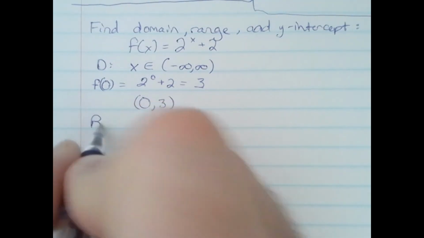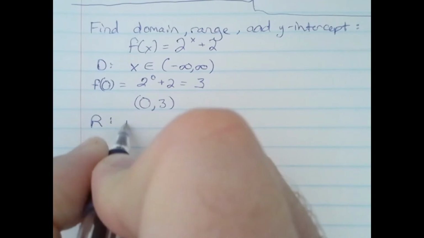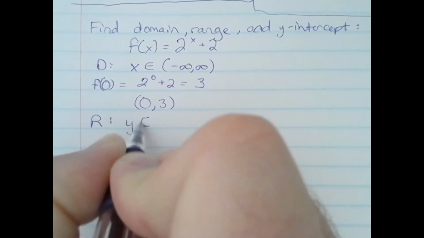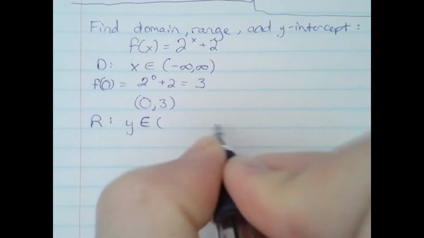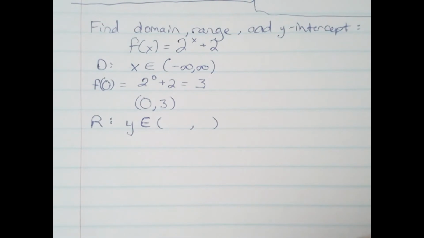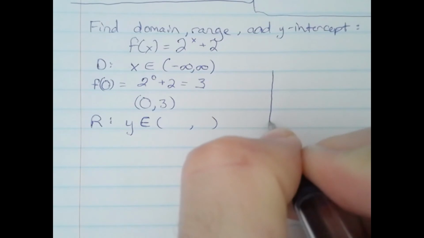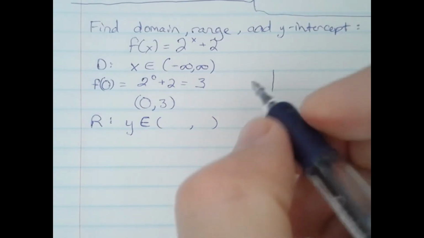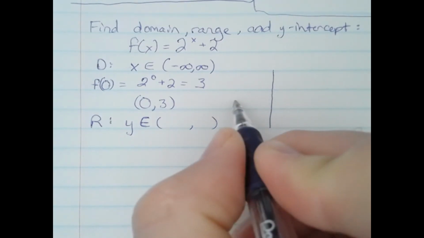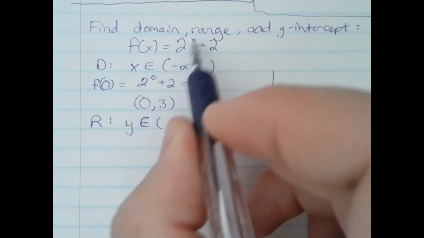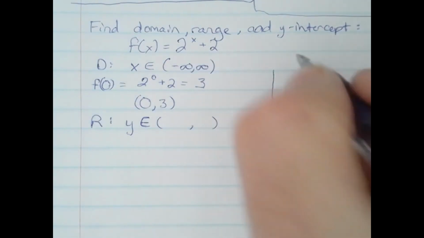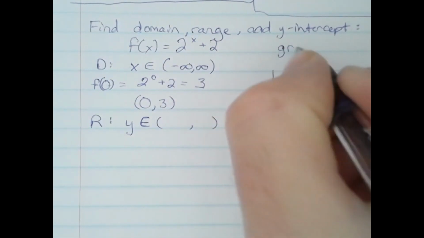And that brings us finally to the range. We'll set up the notation, all values of y included in the set. For that, we sort of need to look at the graph. Now, there's lots of ways to graph: a graphing calculator, or you can use Google. Just type in the search omnibar y equals 2 to the power of x plus 2.